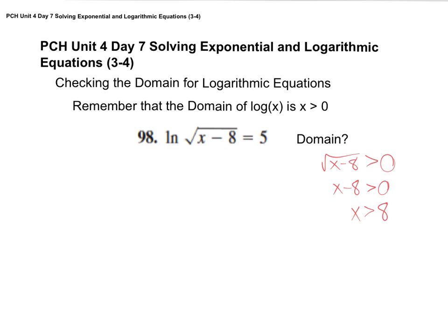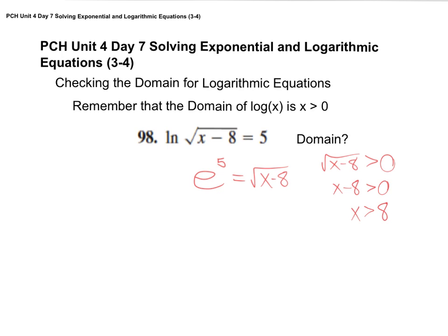Yes, that's what we've got to do. We've got to convert this to an exponential. Our base, like we said, is e. So when we convert this to an exponential, e is the base of our exponential. What's the exponent? 5. And e to the 5th will equal the square root of x minus 8. There you go. All right, so to finish solving this one, now it's just basic algebra.